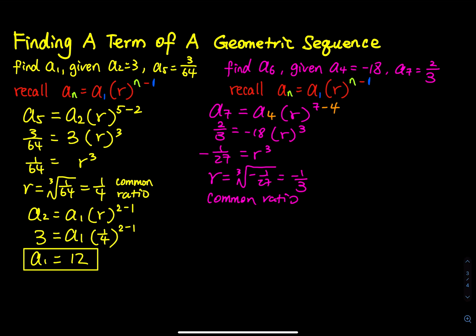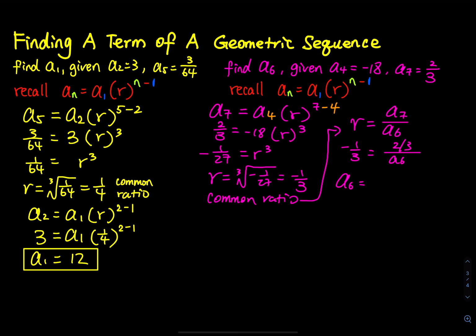Now let's go ahead and do a_6. Do we need the formula again? No, we have a_7, so we need to go to a_6. Remember that if you are looking for the common ratio, you take a_7 divided by a_6, the next term divided by the current term. We know r, we know a_7, so solve for a_6. r is negative 1/3 and a_7 is 2 over 3. So a_6 equals 2/3 divided by negative 1/3. The 3's cancel, then a_6 equals negative 2.